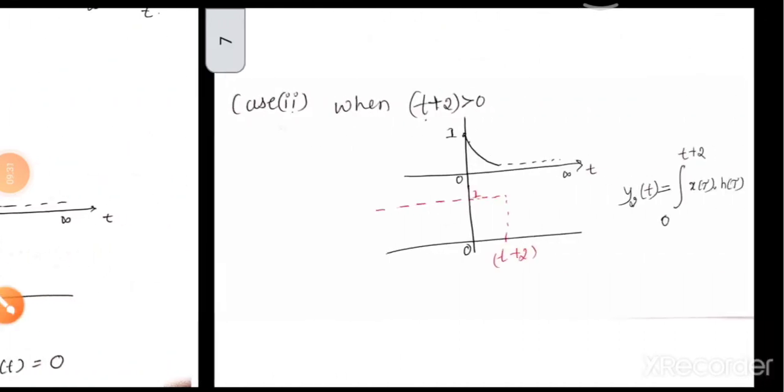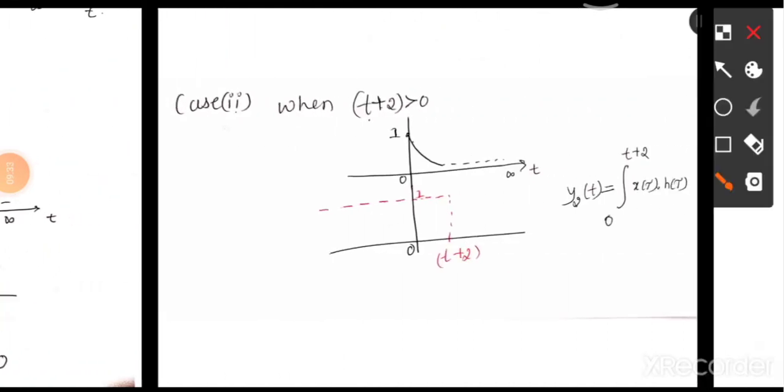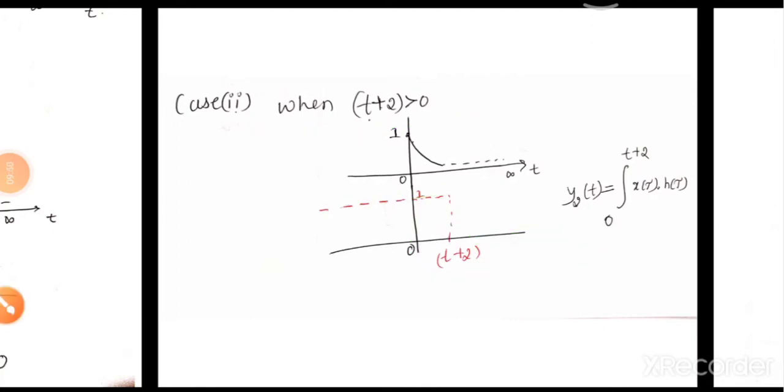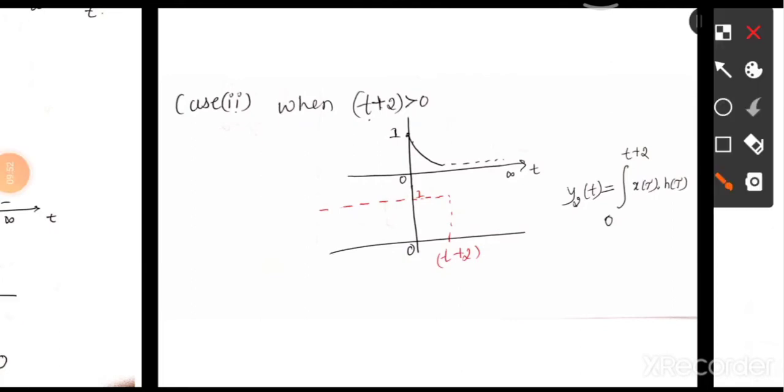Second case, when t plus 2 was greater than 0, I am going to place it here. It should be greater than 0, right? So this place is greater than 0. It is the t plus 2 point. You can place it here or here, wherever you place it, it is your t plus 2. So when you are placing it, you get the integral. How much are you overlapped? So this point was only overlapped.